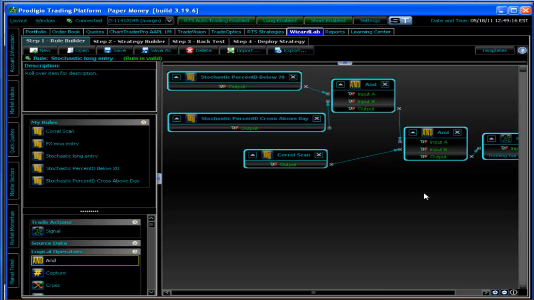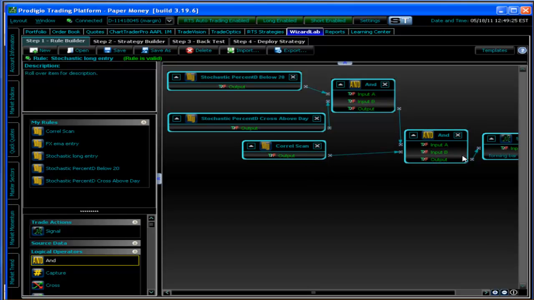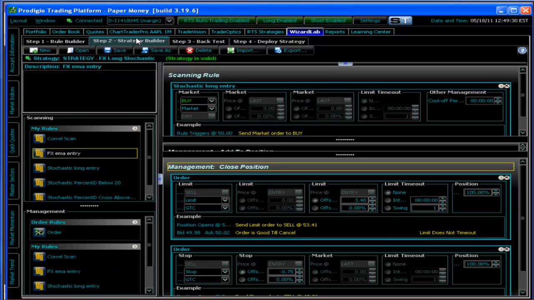Now I want to go over and talk about how you use those in strategy, specifically about the various parameters, and maybe clear up some questions about the strategy parameters. So again, in Prodigio Wizard Lab, when you build a rule and you save this set of rules, you take these and go into step 2, strategy builder.